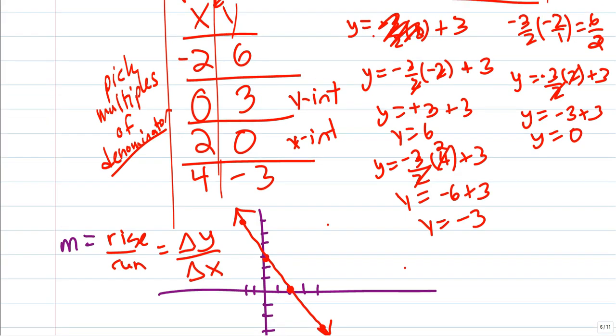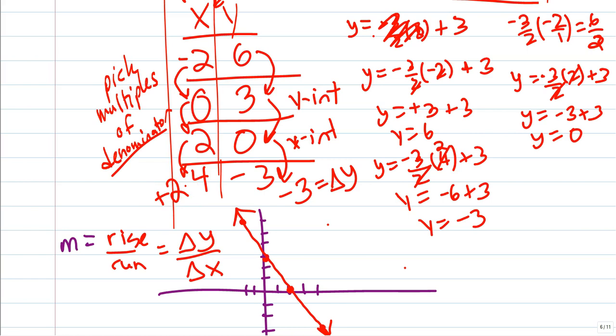Look at this table. How much are the y values changing by as we go down the table? Well, as long as I choose multiples of the denominator, we have a constant change. 6, 3, 0, negative 3. Every time we're going down, the y values are changing by negative 3. What's happening to the x values? Well, negative 2, 0, positive 2, positive 4, they are all increasing by 2. That is our change in x.